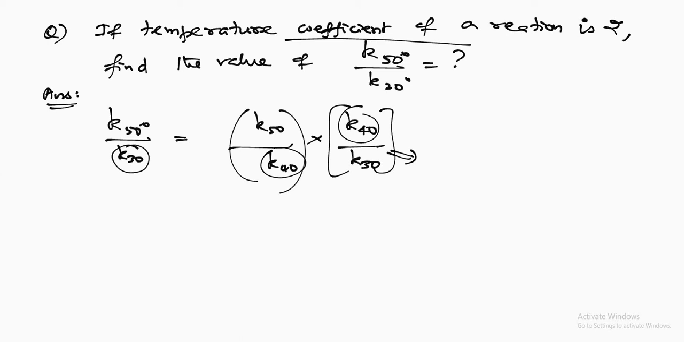And what about this ratio? Here also the temperature difference is 10 degrees. This is also the temperature coefficient of reaction, which is given as 2. So 2 into 2, therefore this ratio is equal to 4. So if questions appear based on the temperature coefficient of reaction, you just proceed in this manner.